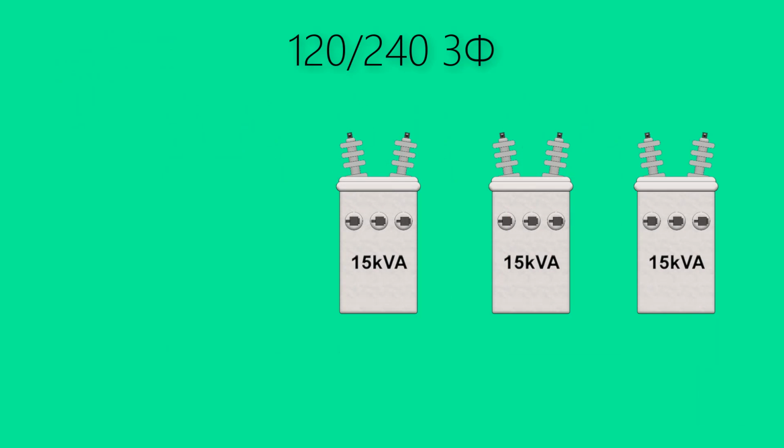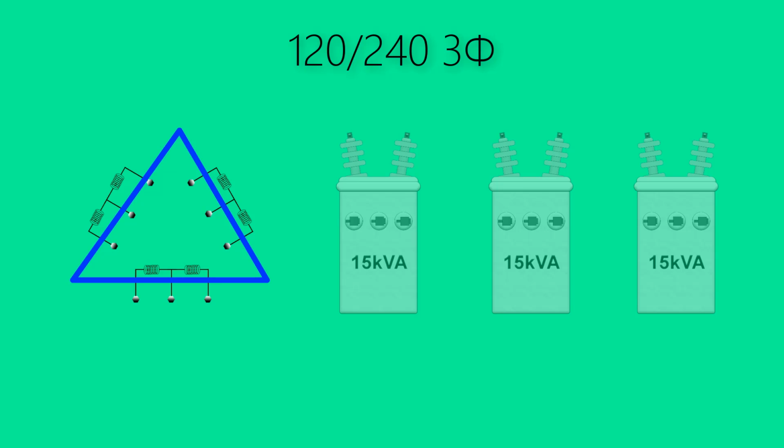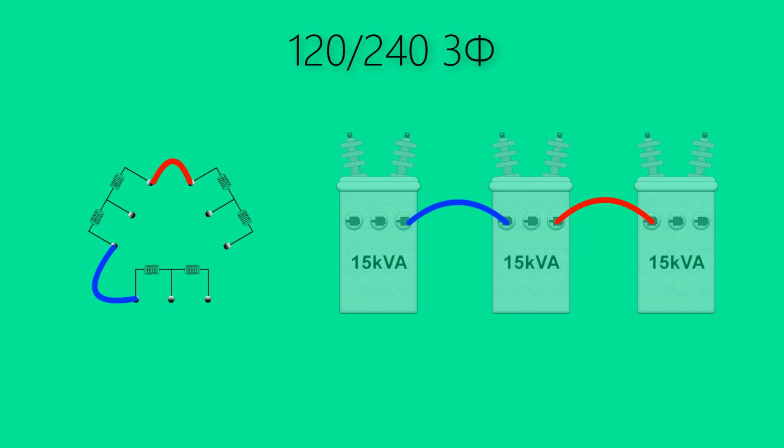The first 3-phase voltage system that we'll examine is a 120, 240 volt 3-phase system. This is referred to as a delta connection. A delta symbol is a triangle. The secondary connections of the three transformers are connected in such a way as to schematically form a triangle, or a delta connection. Notice in the drawing, the red, blue, and orange connections are used to complete the delta connection.